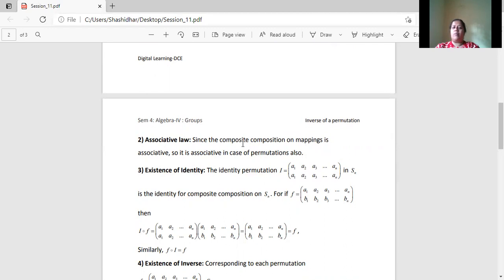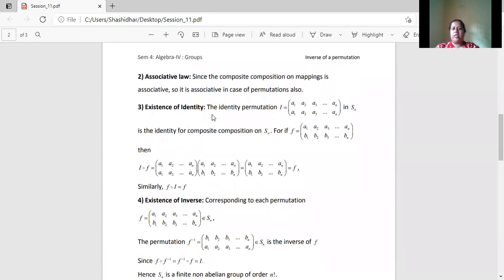So if you take the composition of permutations on the symmetric set Sn, then associativity is also possible in the case of permutations. So that is what it is satisfying, the second law, which is the associative law. Then the third one, existence of identity.